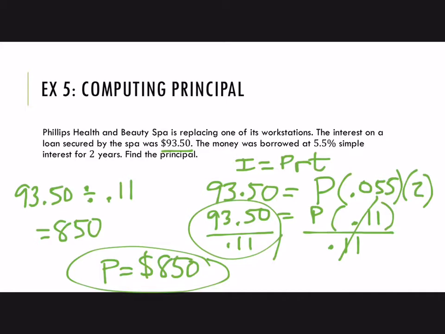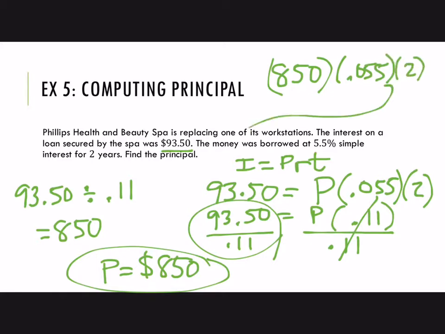Okay. Now another thing you can do is just go through and calculate PRT, and make sure you still get the interest that was given. That's another way to check. So 850 times 0.055 times 2, make sure that that does equal 93.50.